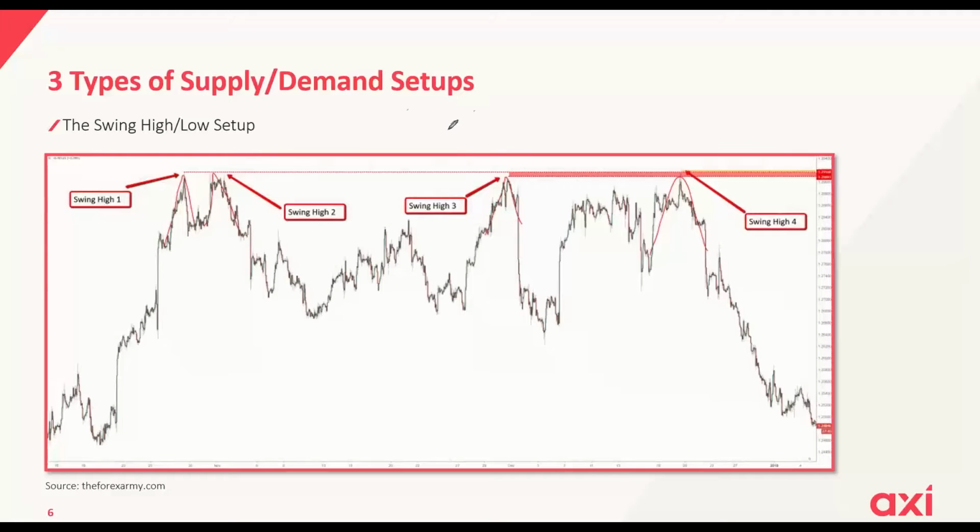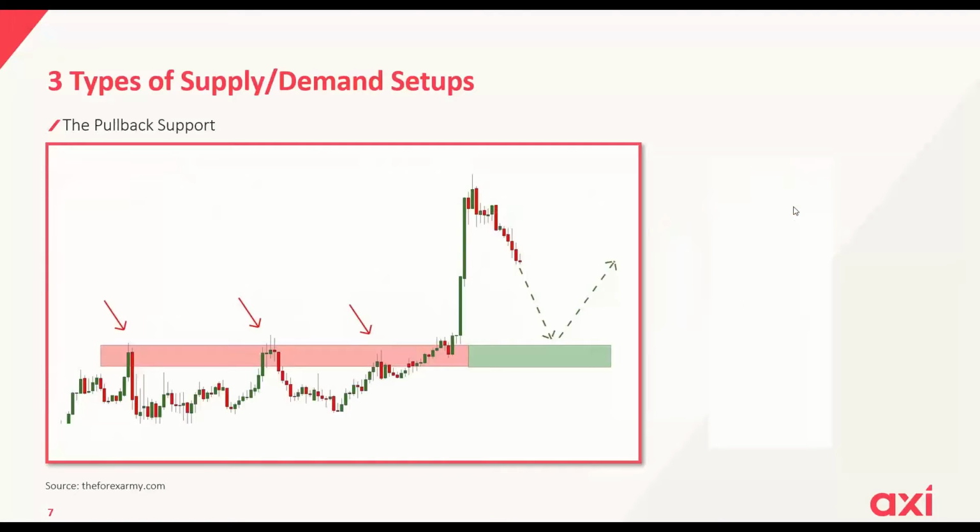Okay. Now, the first thing that I'm sharing with you guys, of course, is the swing high and swing low setup. My rule is always to look for at least 1 to 3 swing levels before I look for a fourth one to play a reversal from. The next one I'm going to look at is what I call the pullback support. Let me share with you the story of the pullback support.